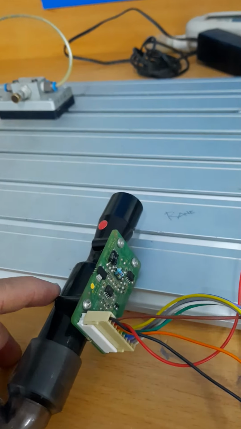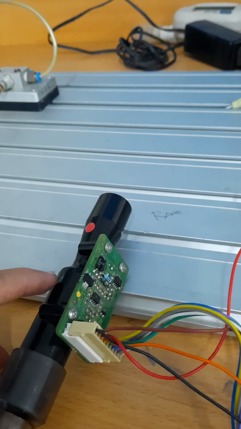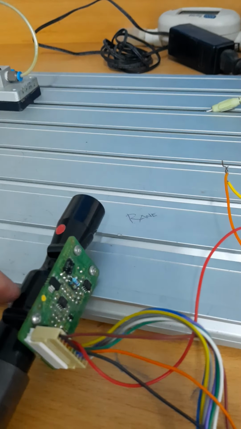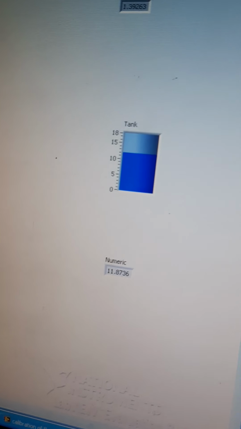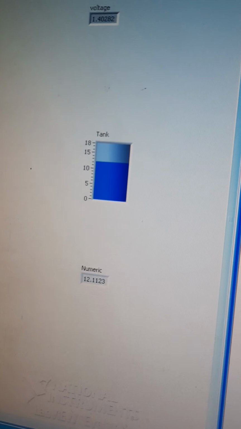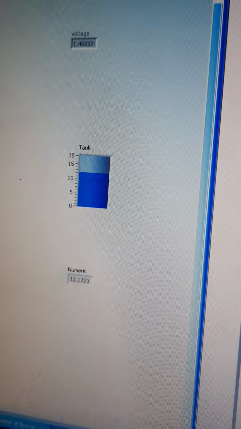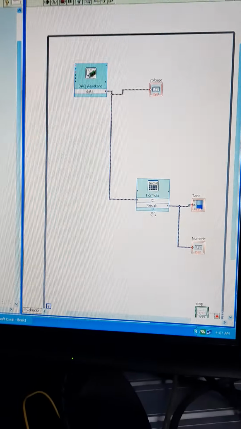Even though the sensor is giving the output in terms of voltage, that voltage is interfaced with the software using a DAC device, and we are able to get the output directly in terms of liters per minute. So we don't have to relate the voltage with the calibrated values. This is how the interfacing of the sensor with the virtual instrumentation software is done.